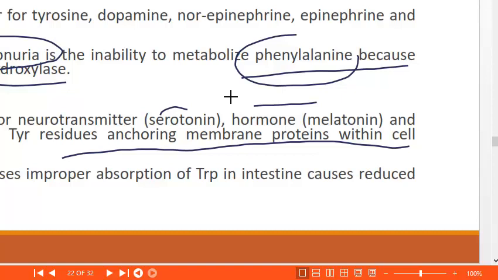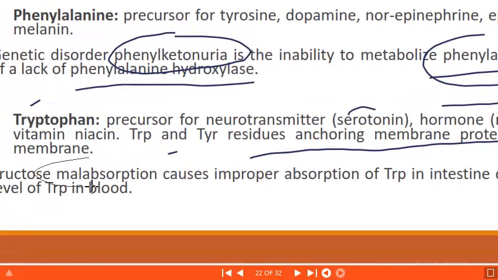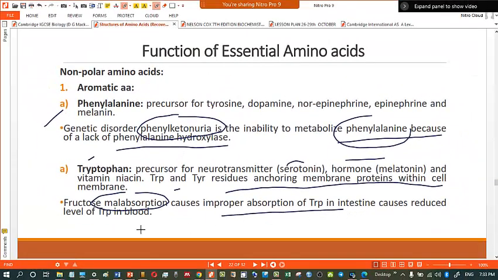Fructose malabsorption causes improper absorption of tryptophan in the intestine, which causes a reduced level of tryptophan in blood. So these both are linked, fructose as well as tryptophan. Now, among aliphatic amino acids, alanine is synthesized from pyruvate. Pyruvate is part of the metabolism of carbohydrate.